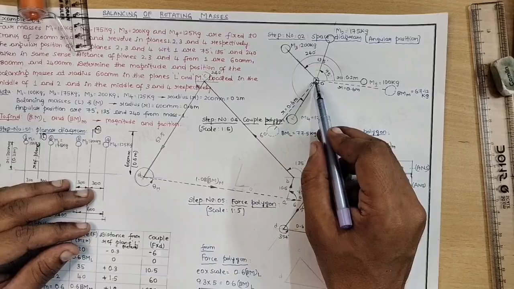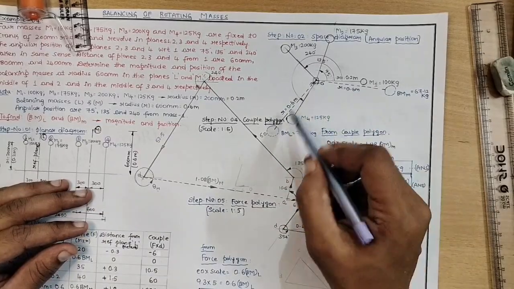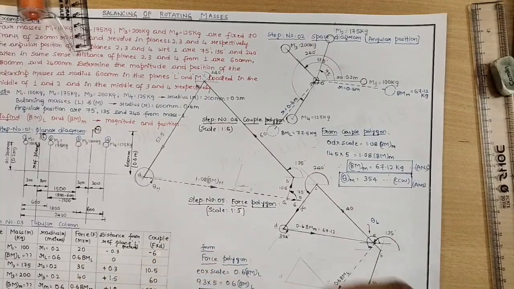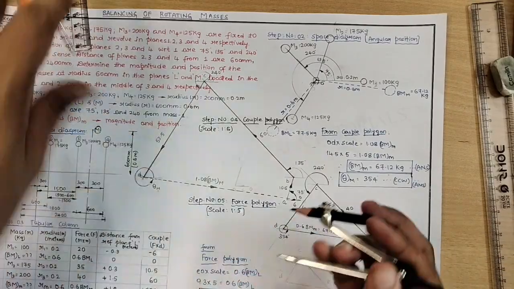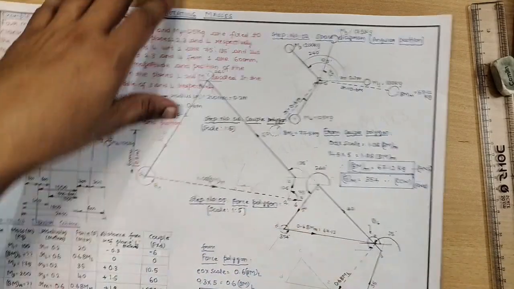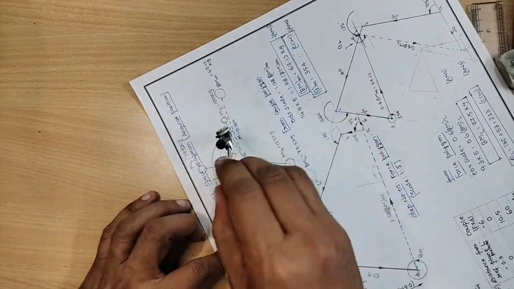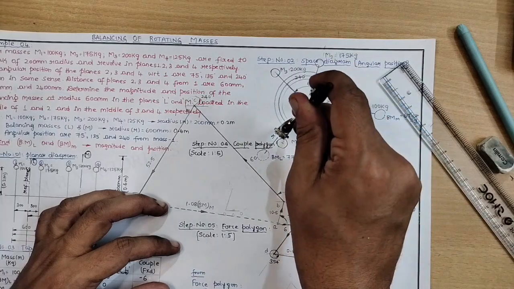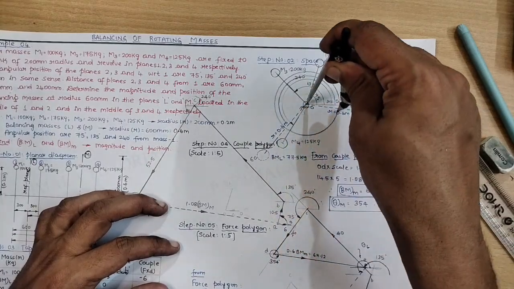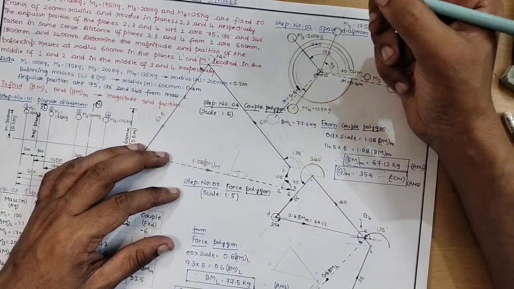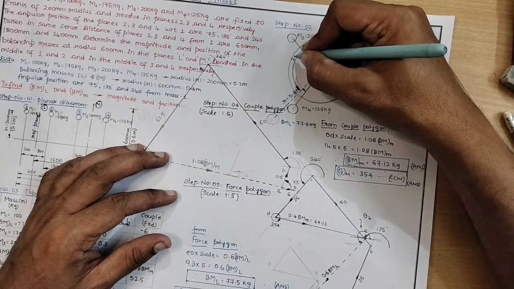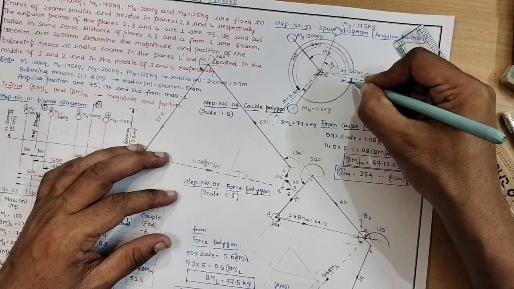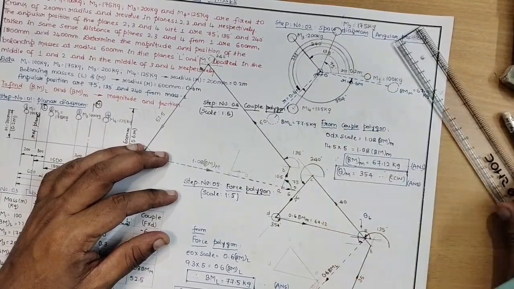What we have found out, the magnitude and the position, is shown on the space diagram. The only left out part here is the last part. Make use of a compass to show the position values. So this is with a value of 233 degrees. This is with a value of 354 degrees.